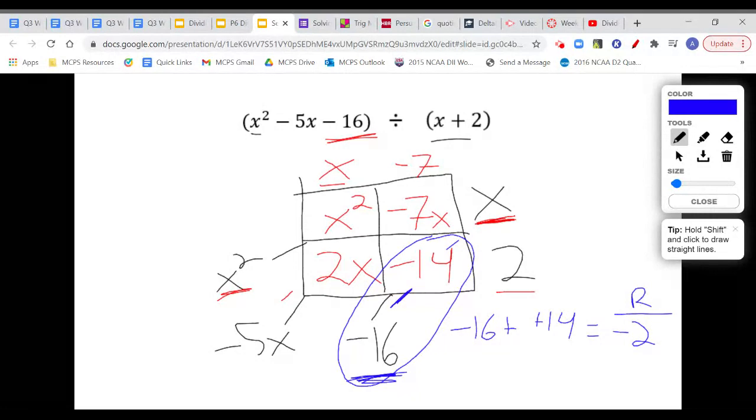That's all fine and dandy, that my remainder is negative 2. How do I write that in terms of my solution? Because my solution is going to be a polynomial, right? I'm looking here. I thought my solution was going to be x minus 7. How do I include my remainder in that answer? You're not just going to write that it's a remainder of negative 2. You're actually going to put that back in the format of the polynomial.